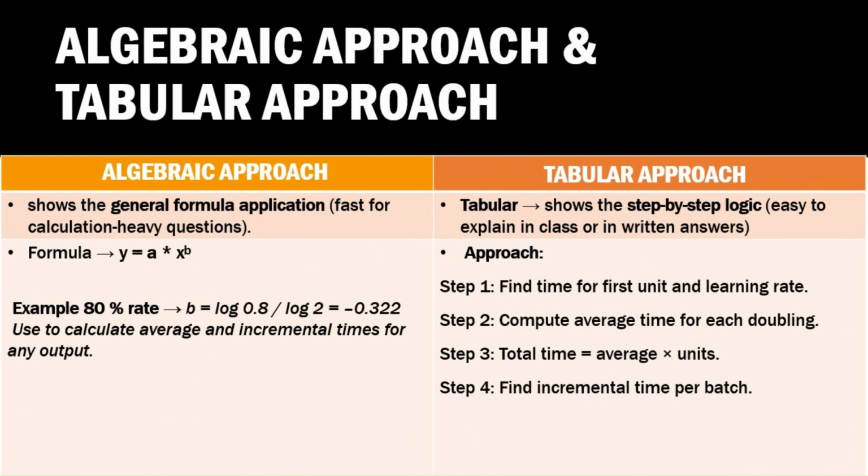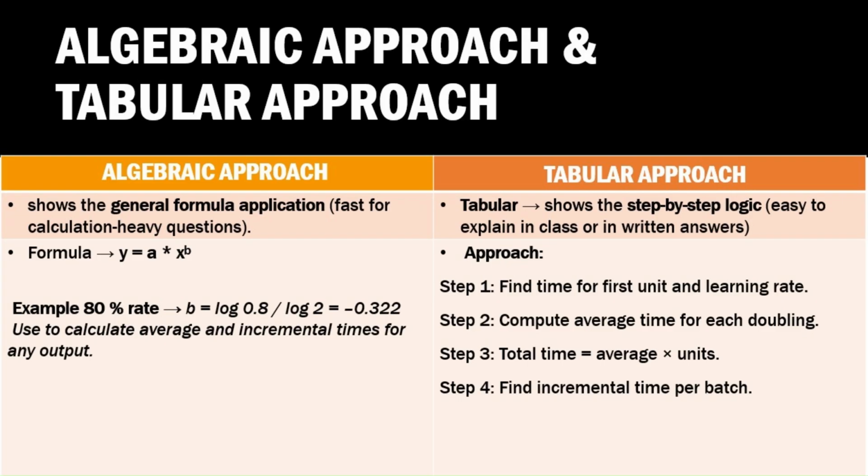Algebraic and tabular approaches. 2 ways to apply it. The algebraic approach uses the formula for direct calculation, great for fast exam work. The tabular approach lists each doubling of output to show how average and total time change.